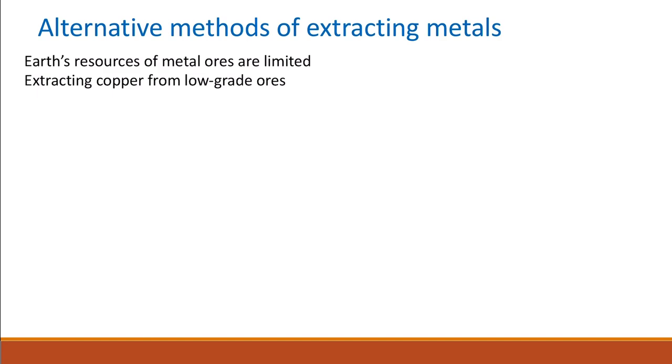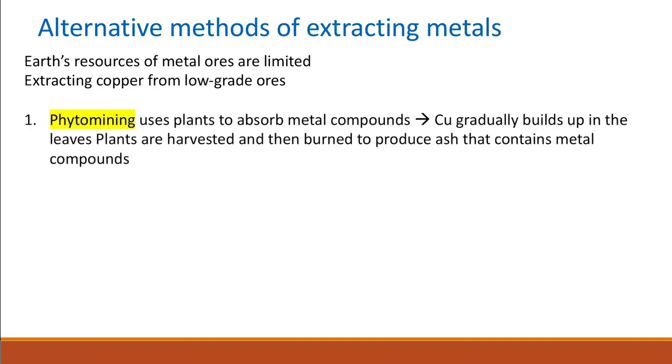Extracting metals. There are alternative methods of extracting metals because earth resources of metal ores are limited. We can extract copper from low grade copper ore. There are two methods of doing that. The first one is phytomining. In phytomining, they use plants to absorb metal compounds, and copper will gradually build up in the leaves of the plants. The plants are harvested, then burned to produce ash. The ash will contain the metal compounds.